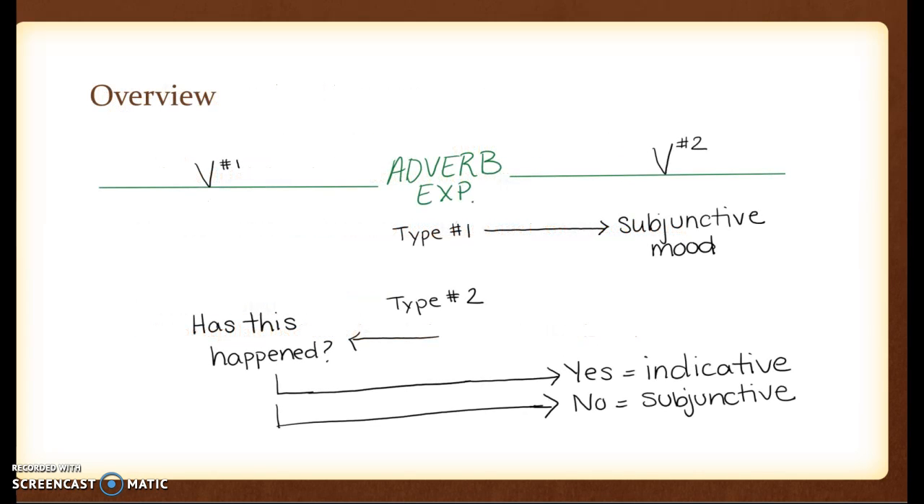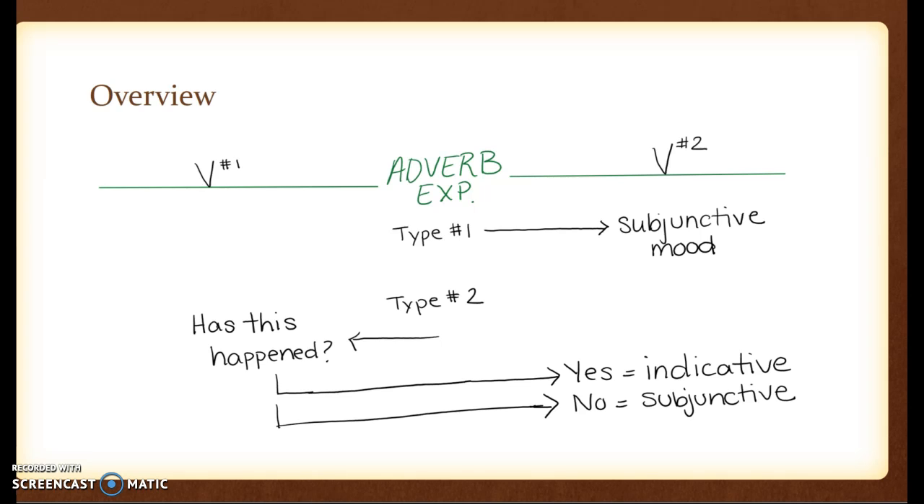So here's a little bit of a visual on what this is going to look like. You have your adverbial expression. That's what you have to find. The first question you're going to ask: is it a type 1 or a type 2? If it's a type 1, you don't need to go any further. Conjugate verb number 2 into the subjunctive.